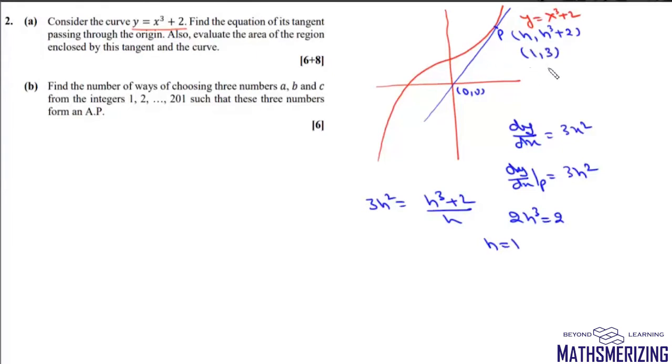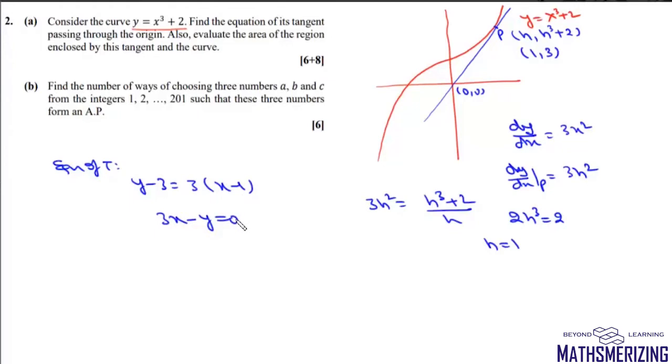Now we need to find equation of this tangent. So equation of this tangent is given by y minus y1 equals m. Now what is the slope? Slope here is 3 into x minus x1. So it will be simply x minus 1. So equation of this tangent will be 3x minus y equals 0.